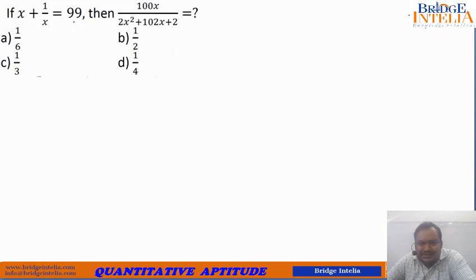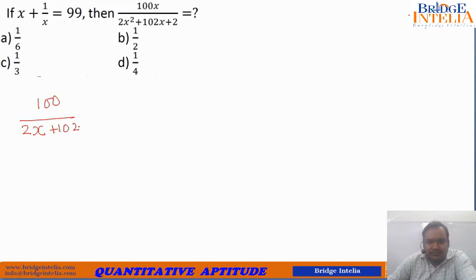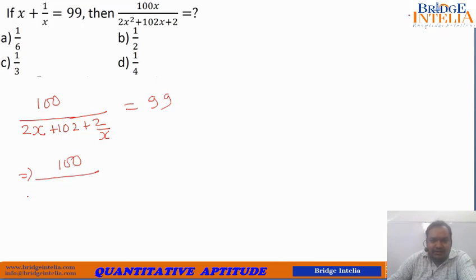Again same thing, both numerator and denominator have to be divided by x. Then what do we get? 100 by 2x plus 102 plus 2 by x, and this is given to us as equal to 99. This can be rewritten as 100 divided by 2 times x plus 1 by x, plus 102, given to us as equal to 99.